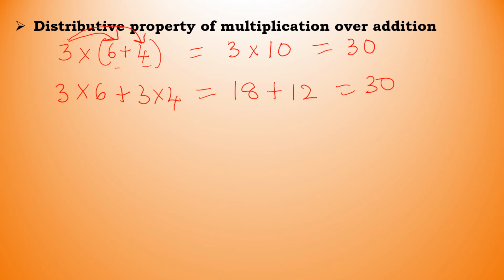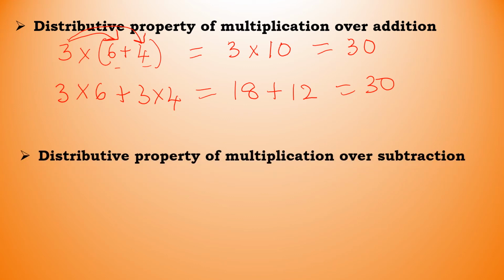Now, let us see the distributive property of multiplication over subtraction. Let me take an example: 5 multiplied by 9 minus 3. How will I do this? 5 multiplied by 6. 9 minus 3 is 6, which is equal to 30.